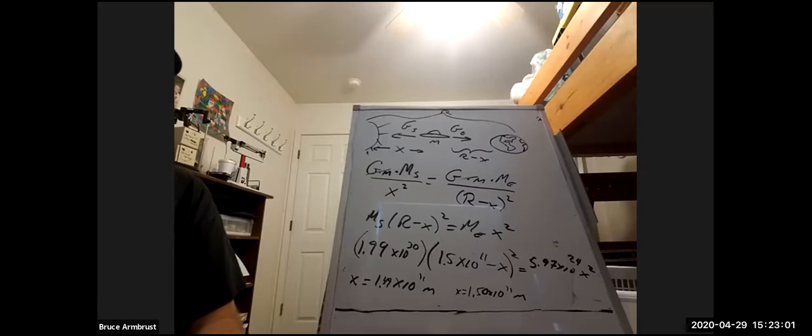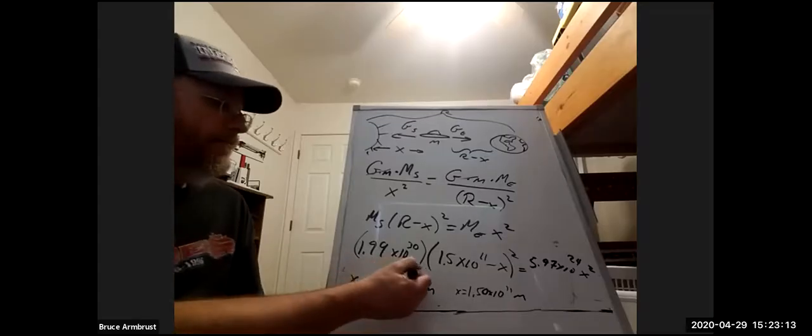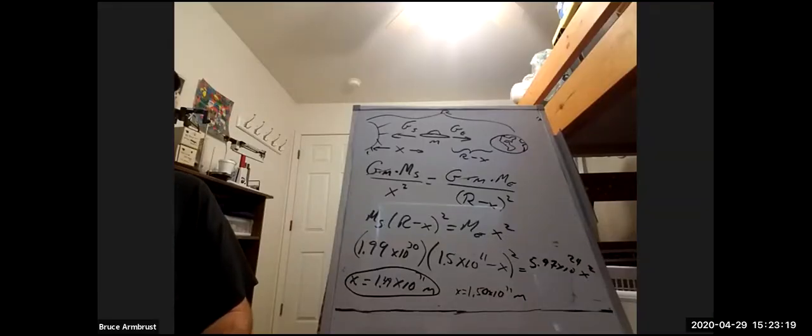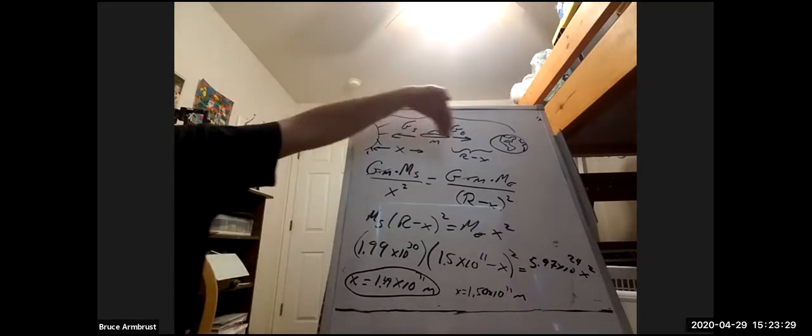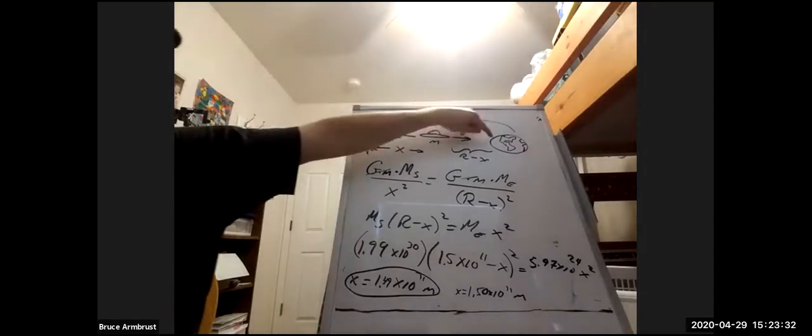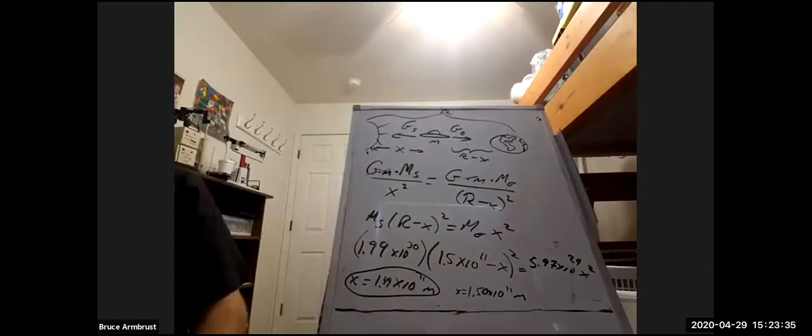All right, so which one of these is the actual value for X? Which one are we looking for? The one closer to the sun? Yeah. So it's going to be this one. Yeah, because it's pulling. But check that out. It's not close to the sun at all. If this were to scale, it would be virtually on the Earth. I mean, it would look like it's at the Earth. Does that make sense? Does that seem reasonable? Yeah.